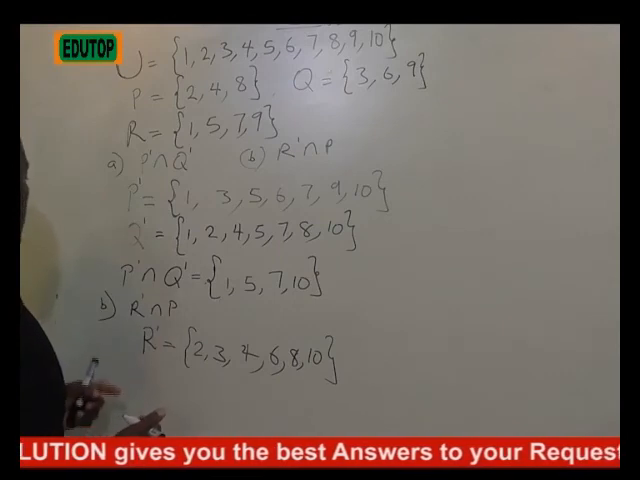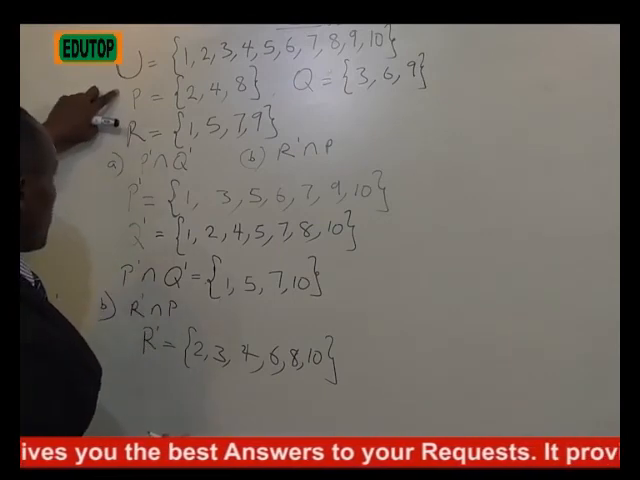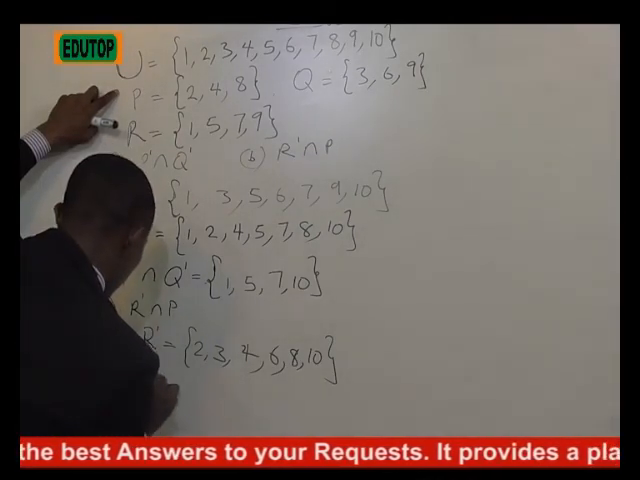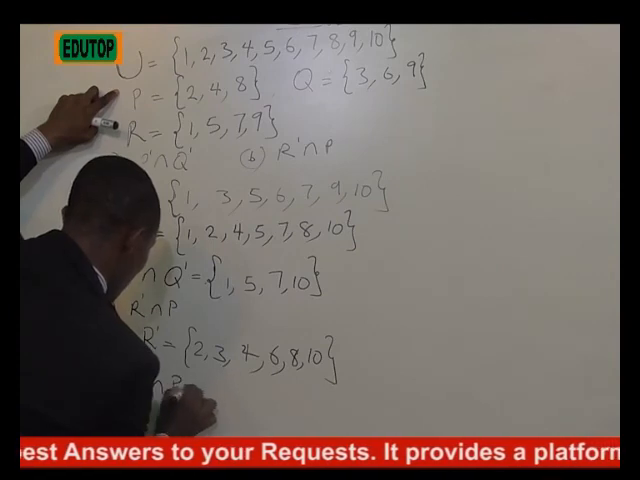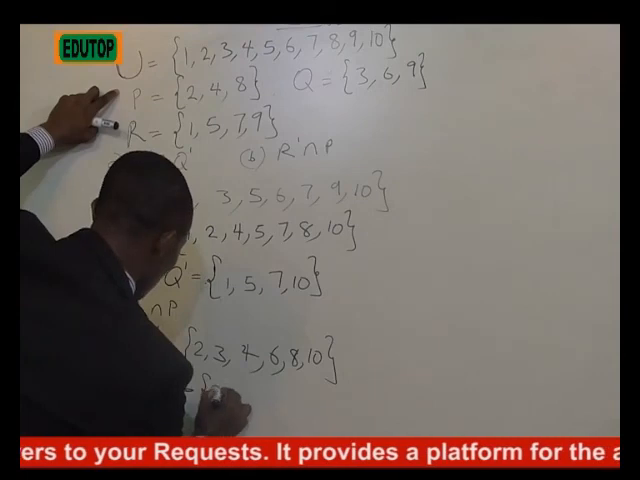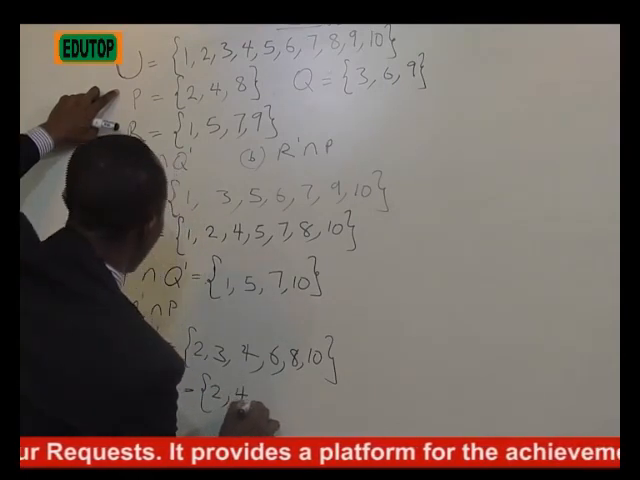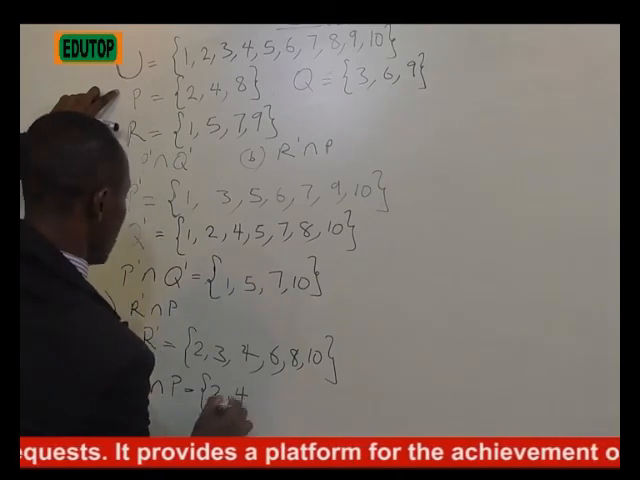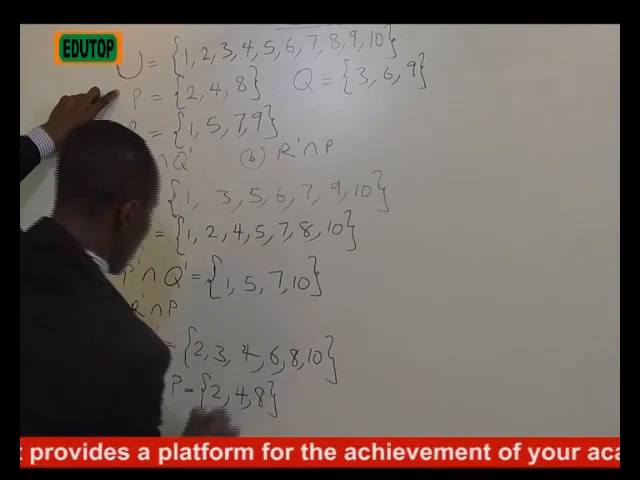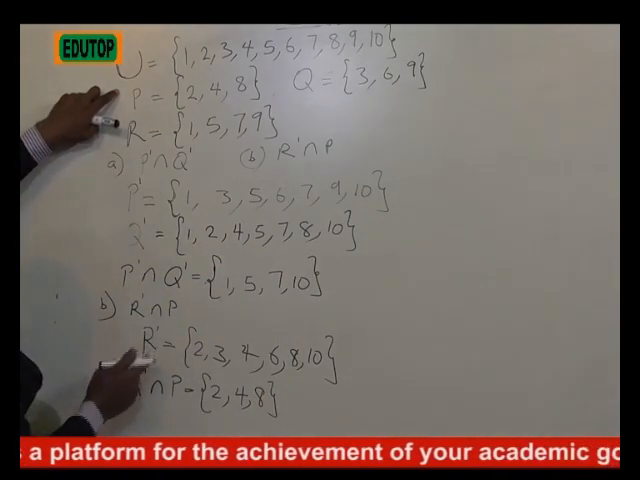Now, we are interested in R complement intersection P, which is equal to 2, which can be found in both, 4 can be found in both, and 8 can be found in both. So we can easily say that P is a subset of R complement.